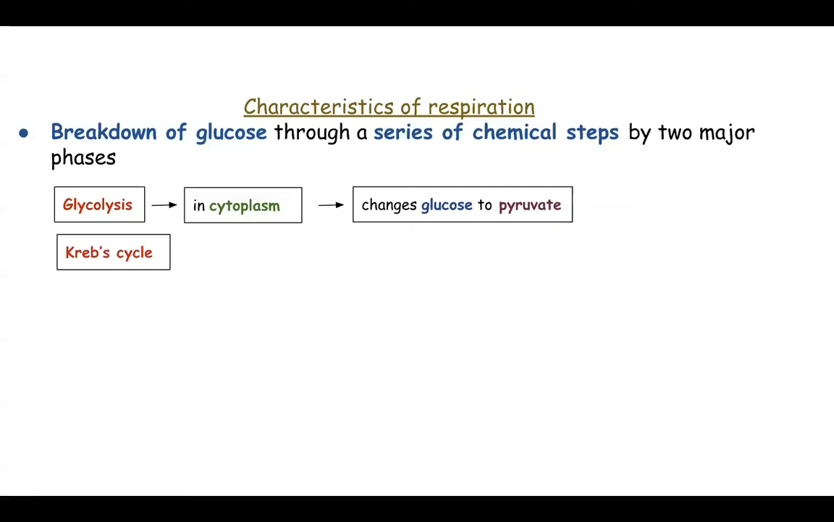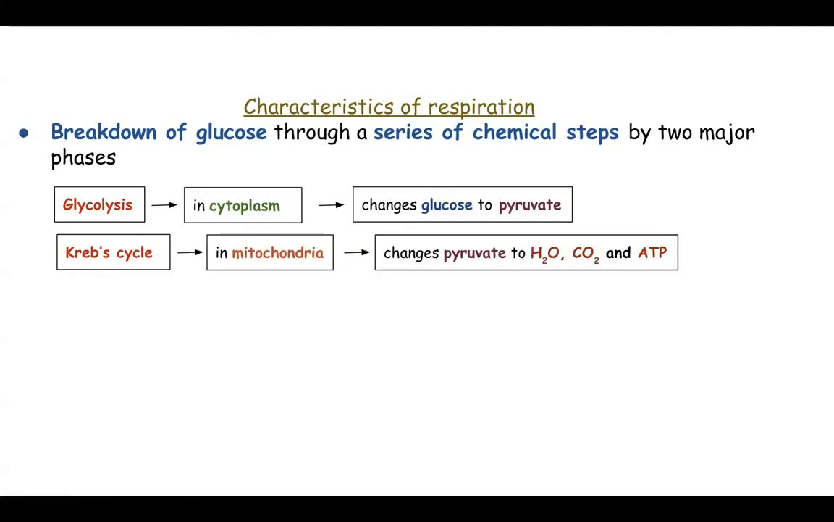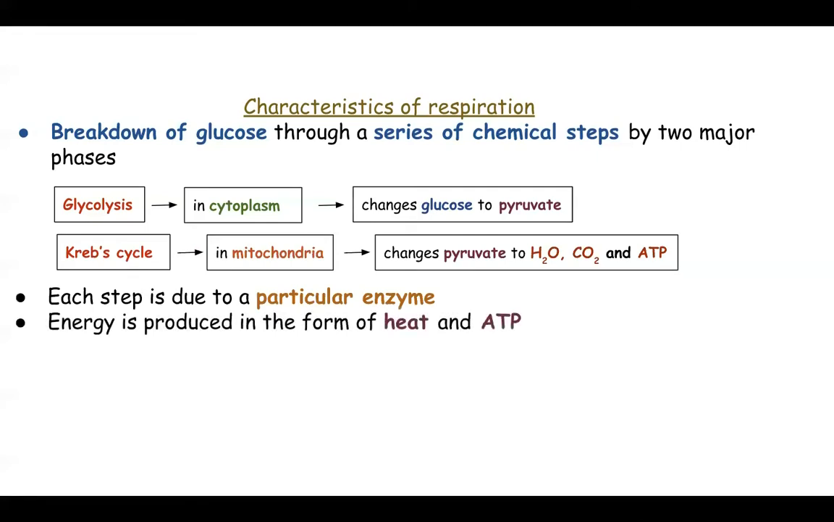Now, once pyruvate is formed, then the next step takes place, that is called the Krebs cycle. Krebs cycle occurs inside the mitochondria, which is the powerhouse of a cell, and it changes pyruvate to water, carbon dioxide, and ATP. These two phases are the most important steps in respiration. Each of these steps is due to a particular enzyme. The steps produce energy in the form of heat and ATP. 1 mole of glucose produces 38 moles of ATP. That's a large amount of energy.